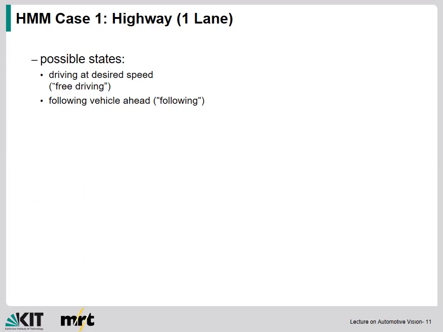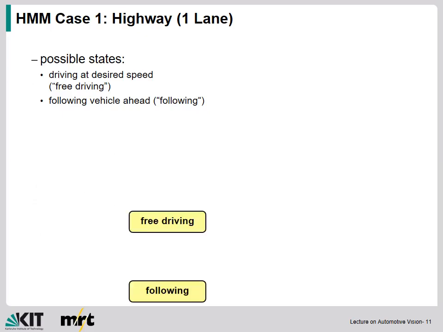Free because no one is somehow putting restrictions on the velocity with which we are driving, apart maybe from the legal regulations. But there is no other traffic participant which somehow interacts with us and forces us to change our speed. And the second state would be that we are following the vehicle ahead. Let's name that the following state. That means a vehicle ahead is driving slower than our desired velocity, so it forces us to slow down and drive with the same speed as the vehicle ahead.